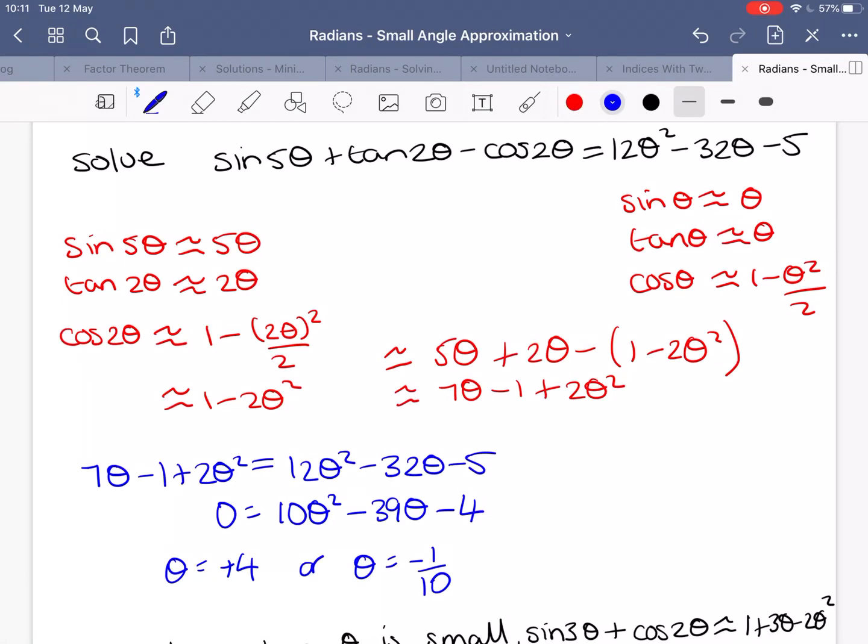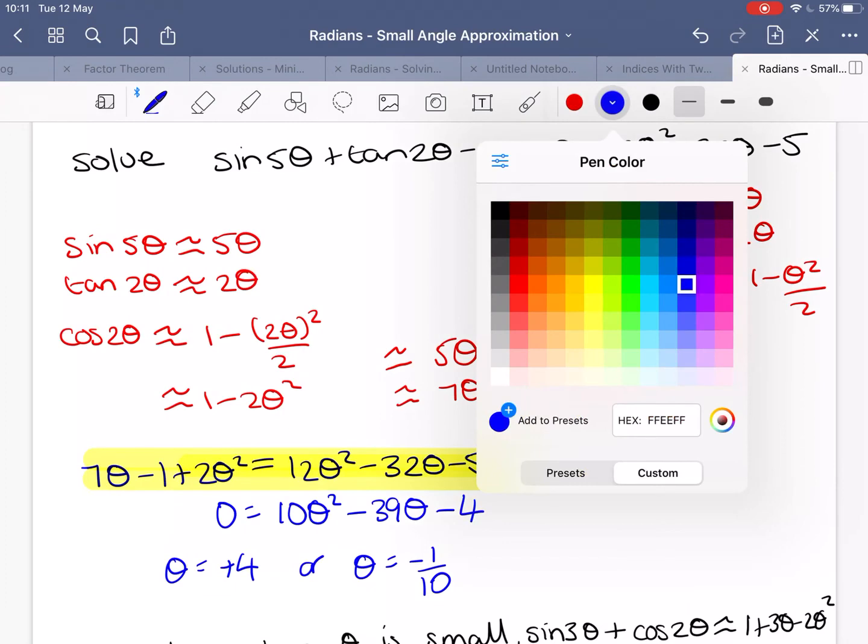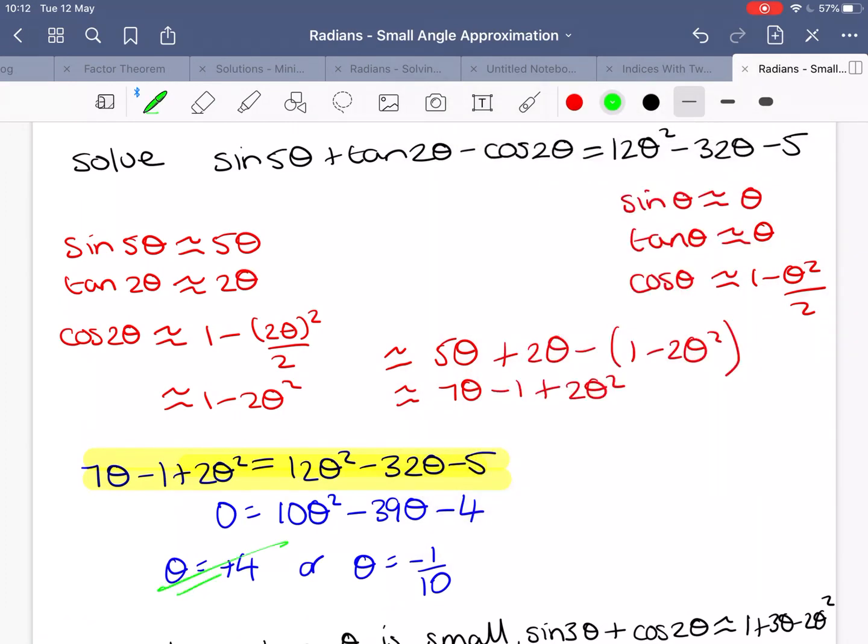Right, now this is the really important part with this, because you'll lose the last mark or two. We have used a small angle approximation. So that means that this equation here is only valid for small angles. Theta equals 4 is not a small angle. So you have to at that point go, that is not small, so it's not a solution. So my solution is theta equals minus 1/10. That is the only solution that you have. Okay.